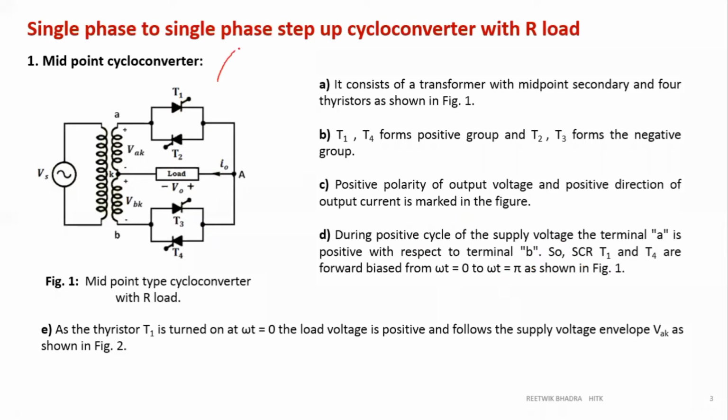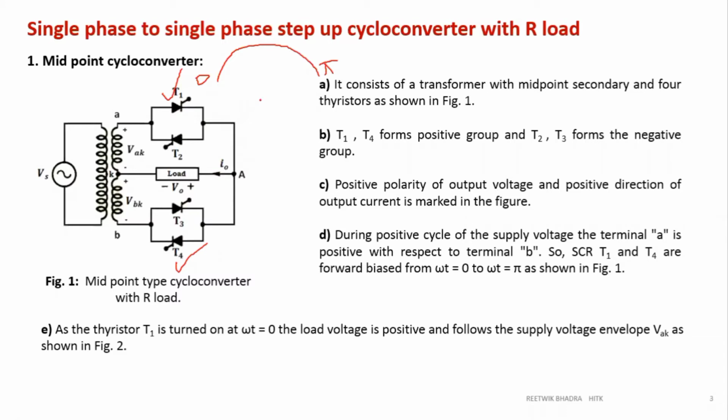So for the first half cycle, this is 0 to pi. So this A point is positive, so which should be on? T1. B point is negative, so negative connected to negative, which should be on? T4. So two thyristors can be on during the positive cycle of the supply voltage. This is my positive cycle of the supply voltage. And two thyristors can be on during this period, which are T1 and T4. So what I will do is first turn on T1.